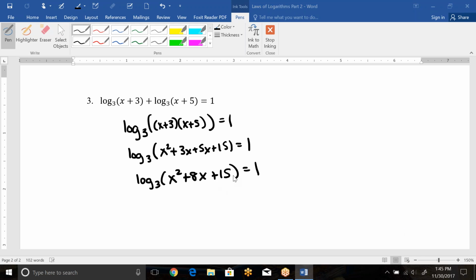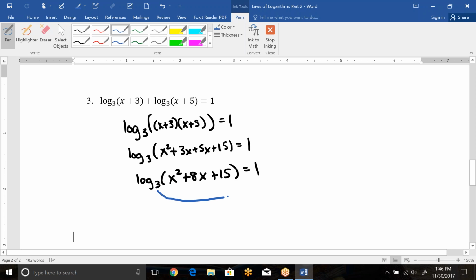Okay, so at this point, you're looking at this equation and you cannot set this equal to 1 because there is not a log on the right side. So we have to convert this to an exponential and try to solve it from there. So remember your base to the exponent, because the answer to a log is an exponent, so 3 to the first equals all of this.